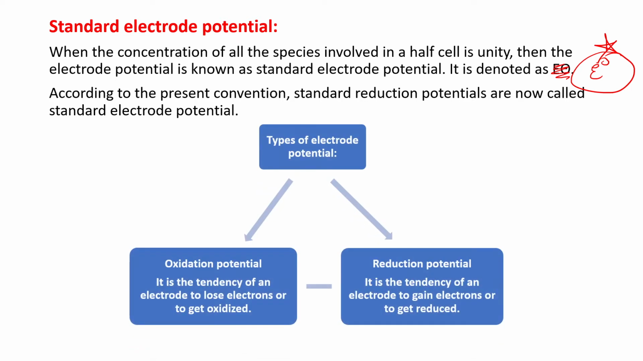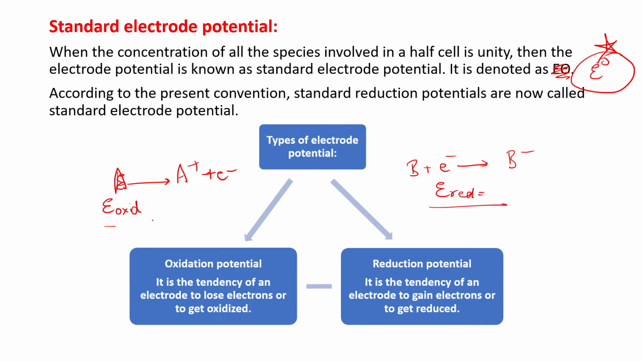There are two types of electrode potential: oxidation potential and reduction potential. Oxidation potential is the potential where a metal A is converting to A+ plus electrons. For this reaction, the potential is E oxidation, while for a reaction like B+ plus an electron giving B, the potential is E reduction potential, since reduction is happening. Oxidation potential is the tendency of an electrode to lose electrons or get oxidized, while the reduction potential is the tendency of the electrode to gain electrons or get reduced.